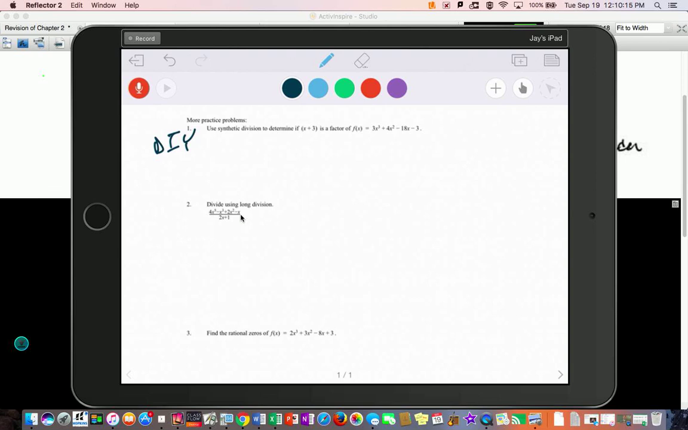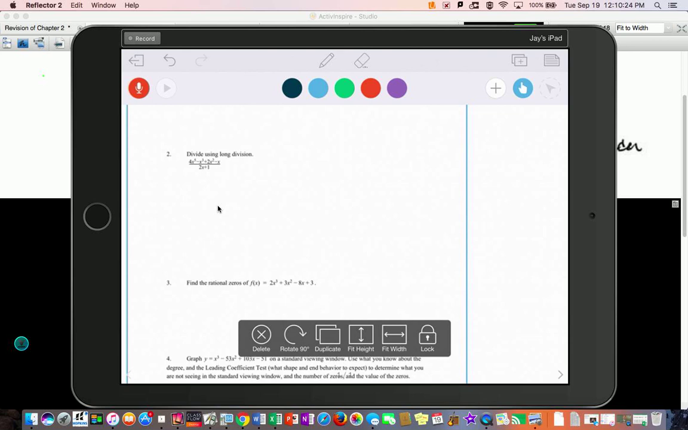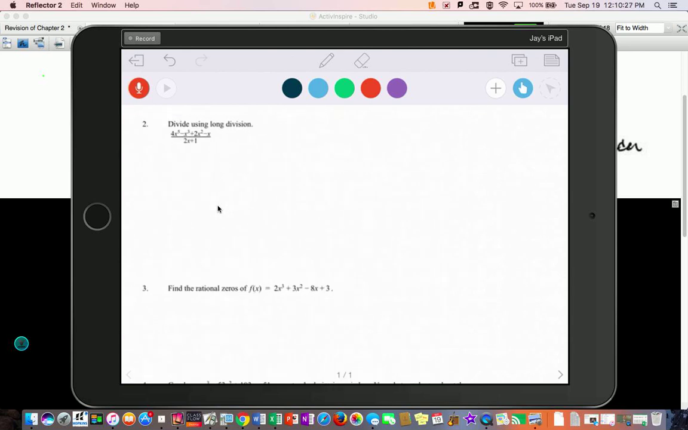All right, so number 2, I'm going to walk you through some long division. So with this long division, it would look something like this. I would take my 4x to the 5th. Let's go ahead and put 0x to the 4th in there as a placeholder. Minus x cubed plus 2x squared minus x. And we are dividing by 2x plus 1.